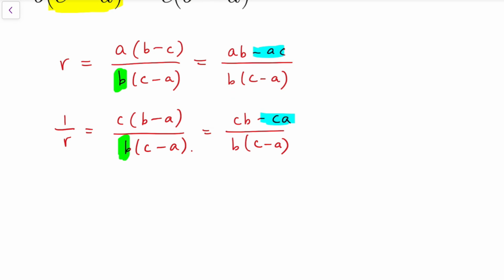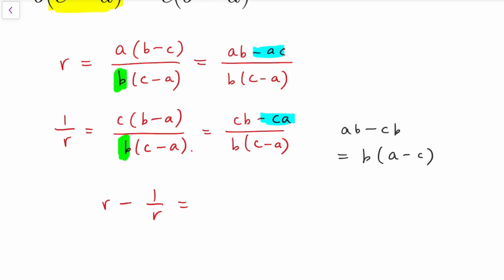Now, the magical thing is, the difference ab minus cb is b times (a minus c). So it's really, really close to b times (c minus a). It's just the inverse. Okay, I should say the additive inverse. If we multiply this by minus 1, then we have the same thing as the denominator.